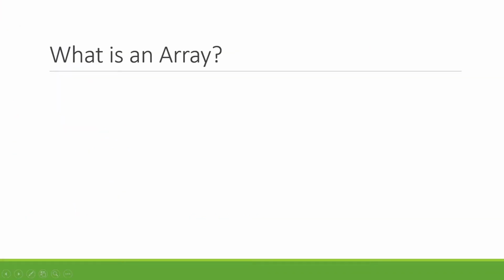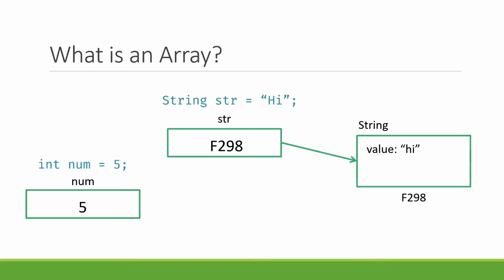An array is a single variable that references a list of values instead of a single value. For example, when we create a primitive variable, it holds a single value. When we create a string variable, it also holds a single value, but it's the memory address of the string object in memory. Arrays are stored in a similar manner to objects like strings.